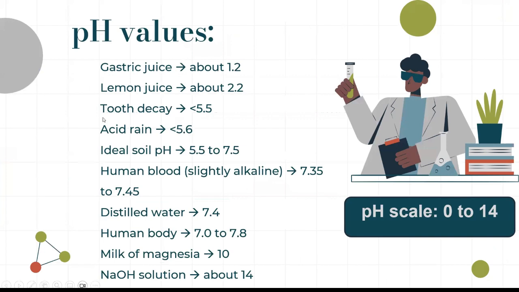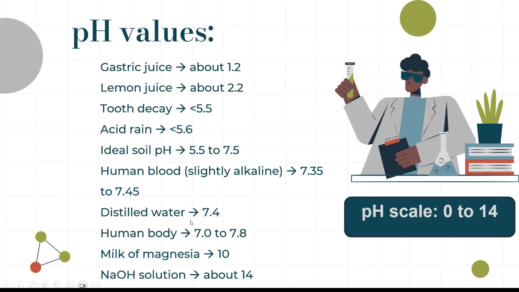So here are some important pH values that you could remember. For example, gastric juice has a pH of about 1.2, lemon juice has about 2.2, and anything less than 5.5 results in tooth decay. Acid rain is less than 5.6. Ideal soil pH is from 5.5 to 7.5. Human blood is slightly alkaline, that means it is a slightly higher number than the neutral pH, at 7.35 to 7.45.